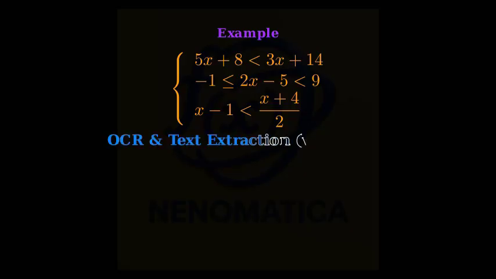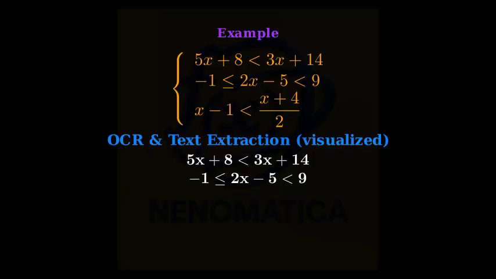Example. Below the example, we show the system to solve. We first visualize the extracted formulas as bold LaTeX. 5x plus 8 is less than 3x plus 14. -1 is less than or equal to 2x minus 5 and less than 9. x minus 1 is less than the fraction x plus 4 over 2.